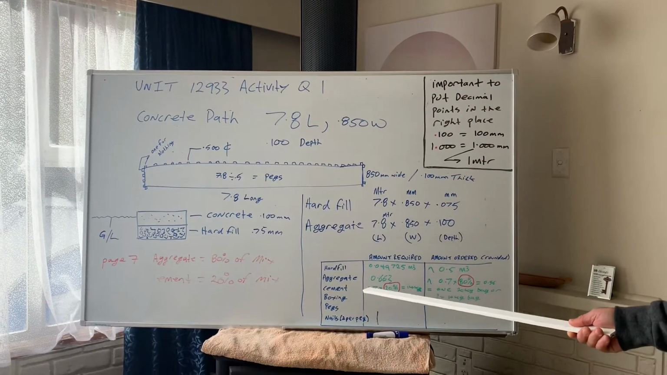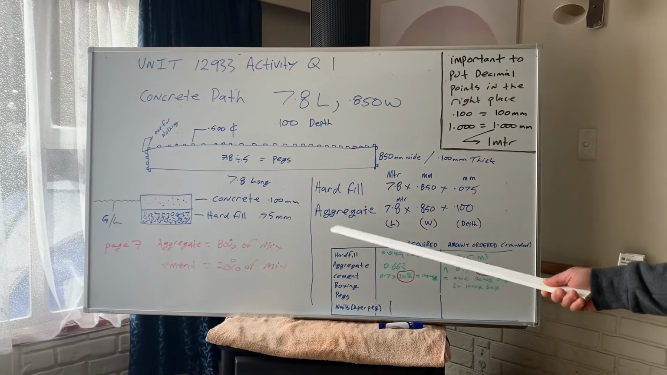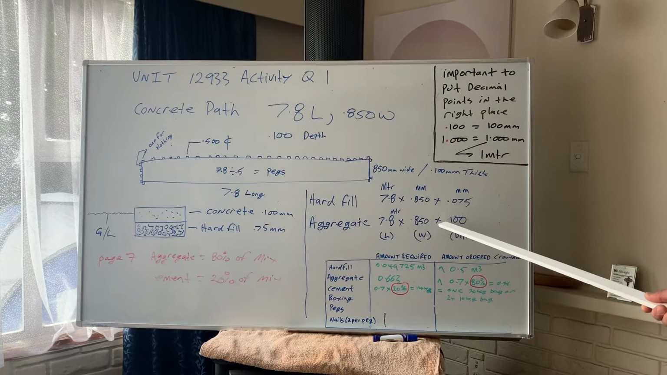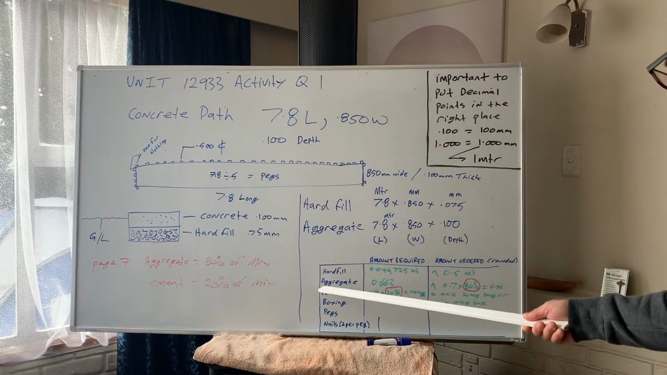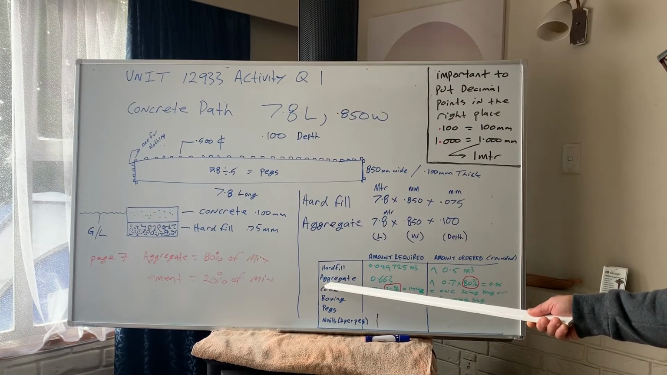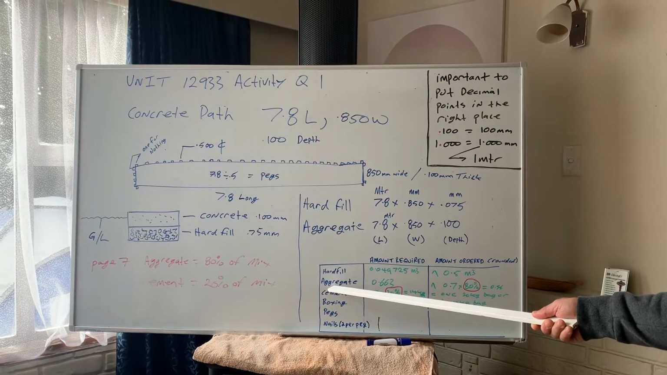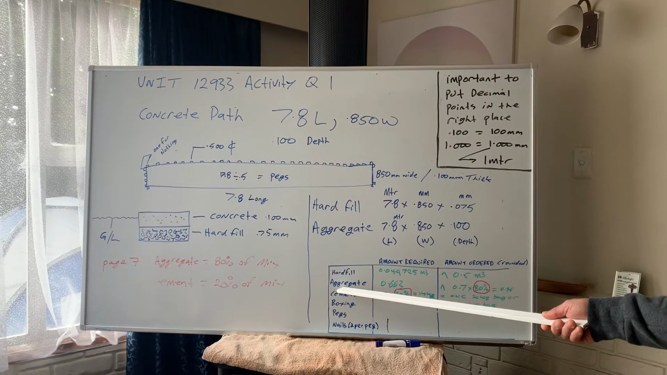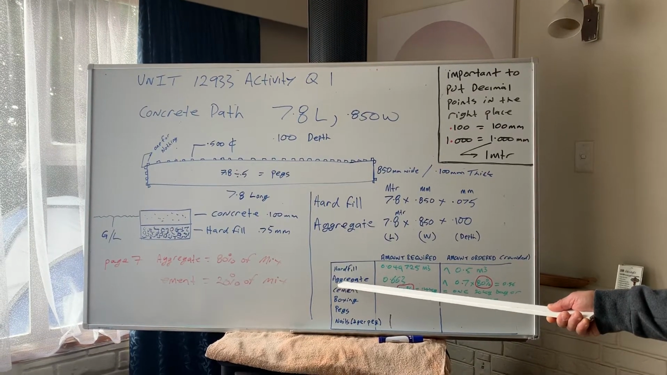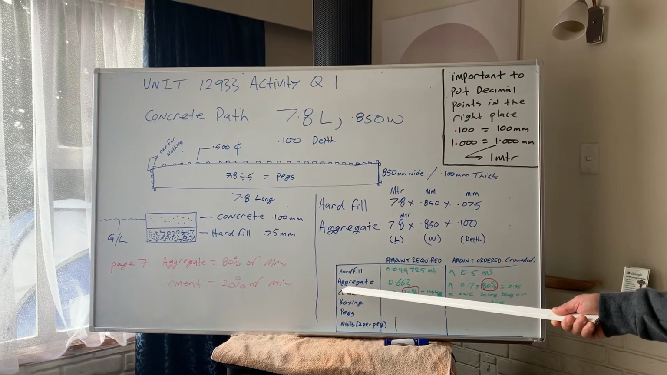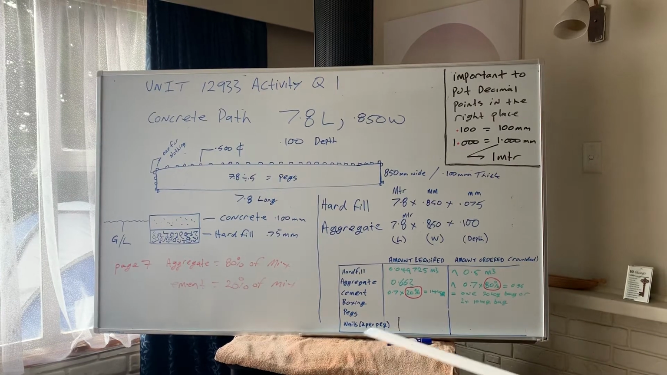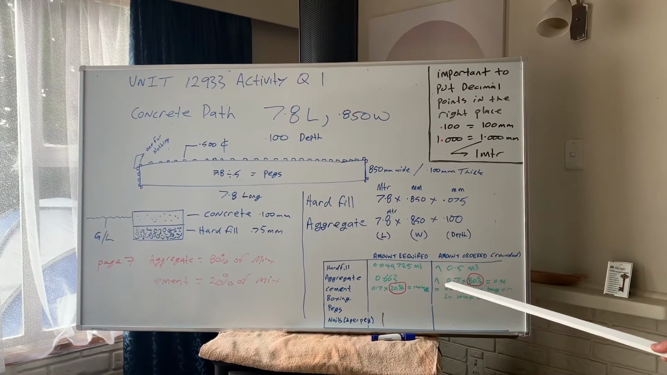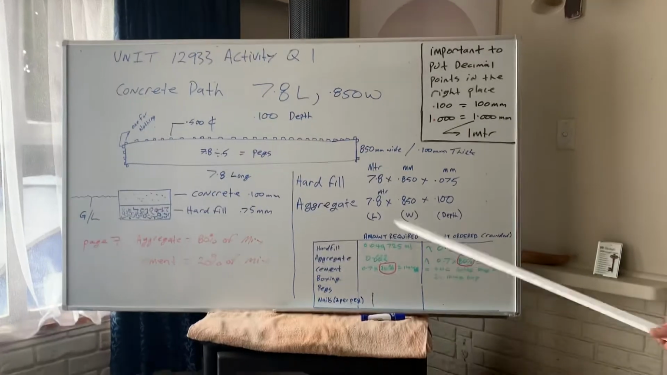Down here, I've calculated up the aggregate, which is 7.8 times 0.850 times 0.100. Now the aggregate is the stone that's used in the concrete. You would go to a builder's merchant and buy builder's mix, which is aggregate and sand already mixed up for you. I calculated that and it came to 0.663. I rounded it up to 0.7.